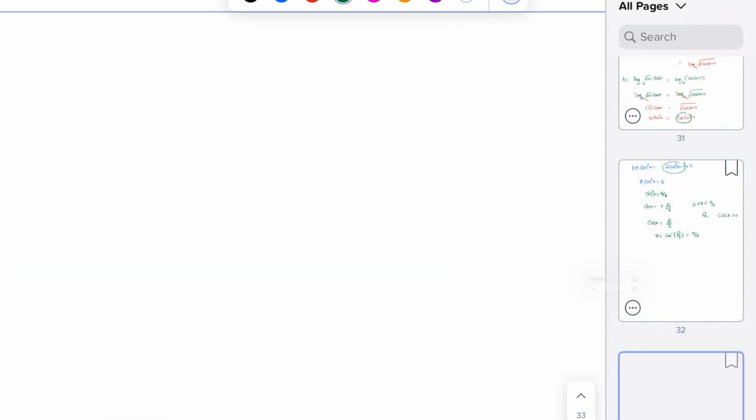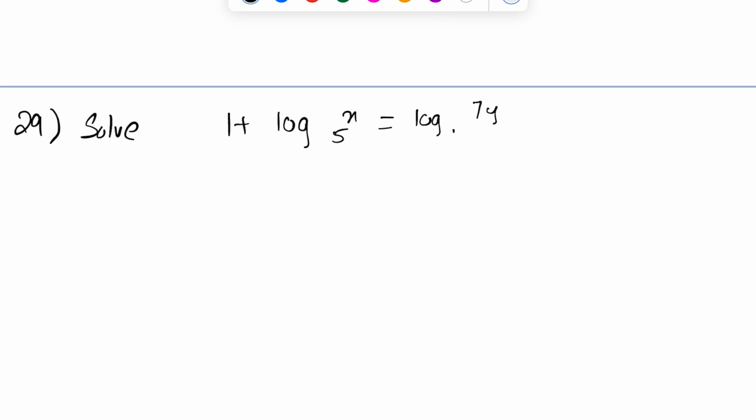Now coming to question number 29. I had a page over there, question number 29. Solve 1 plus log x to the base 5 equals log 7y to the base 5, and log of 6x minus 1 to the base 7 equals 1 plus log y to the base 7. This will form simultaneous equations. We have to solve it out.